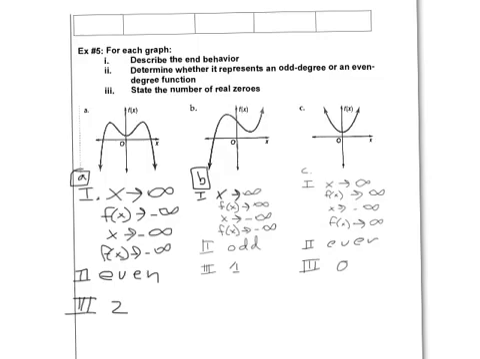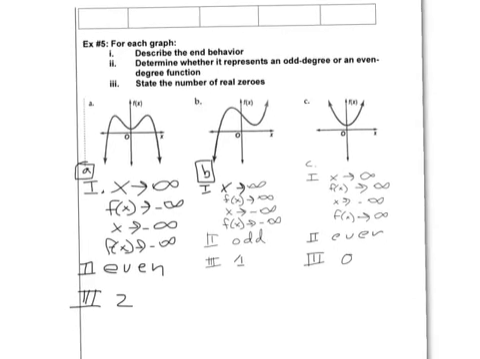Okay, so I described what happens as x goes to the right here to positive infinity. It keeps going up and up to positive infinity for f of x. And as it goes left, it goes down to negative infinity. It's an odd degree because they're ending in opposite directions. And there's only 1 real zero because it only crosses it once.